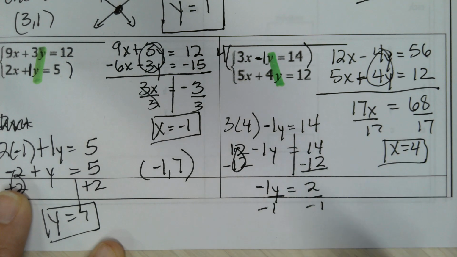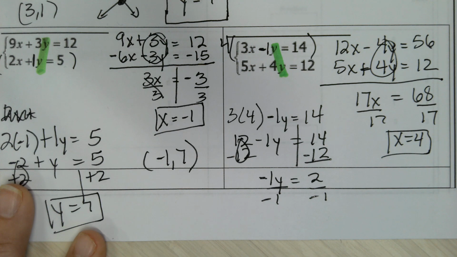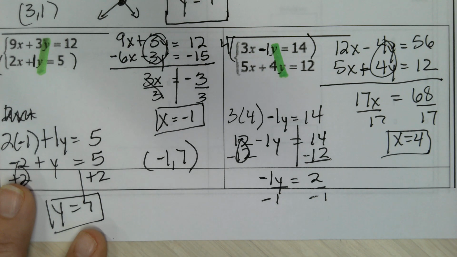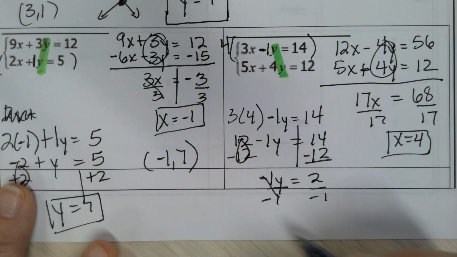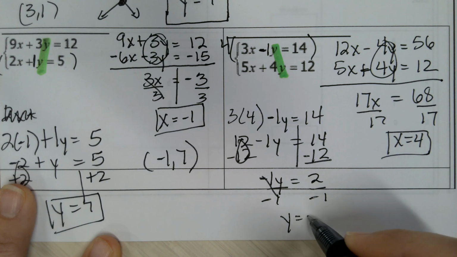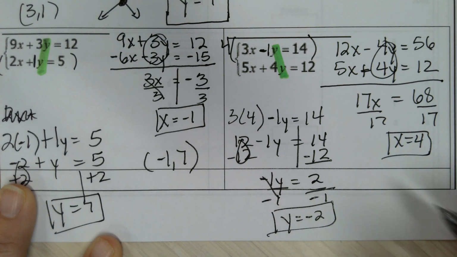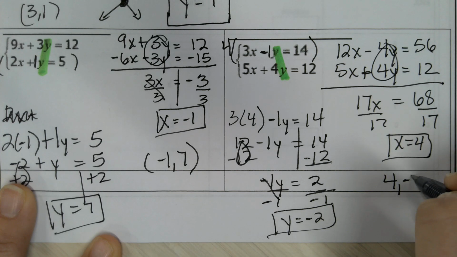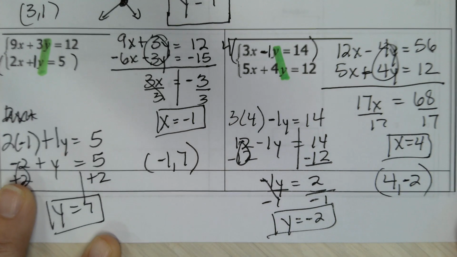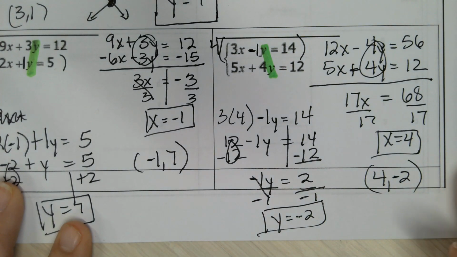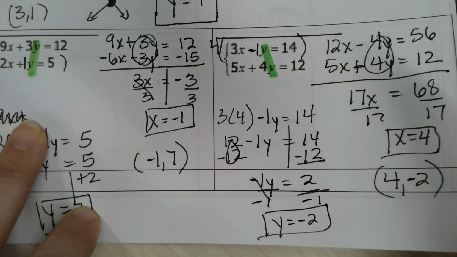Do not ever ignore your negative 1s. They have to be divided out to isolate y. So this will be y equals negative 2. So again, one solution, (4, -2) is my solution to this system. All right, are there any questions so far? These are going to get a little more difficult on the back. Flip it over.